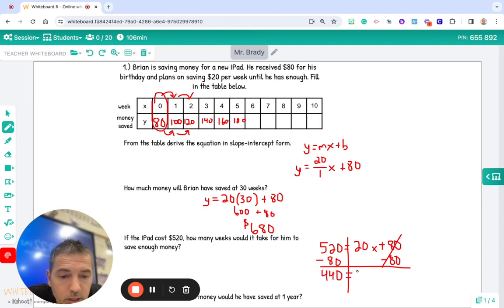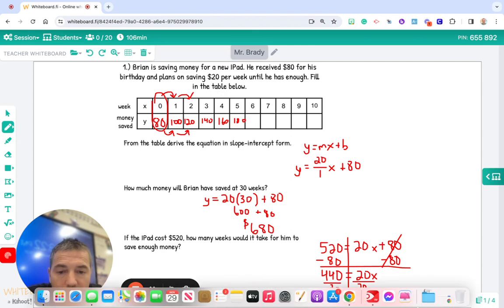Bring down my 20x. And how do I undo this multiplication? 20 times x? Well, I divide, right? Divide both sides by 20. 440 divided by 20 is 22. So I get x equals 22 weeks. It would take 22 weeks to save $520.